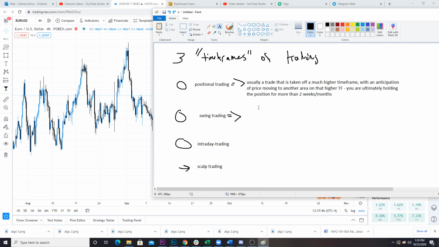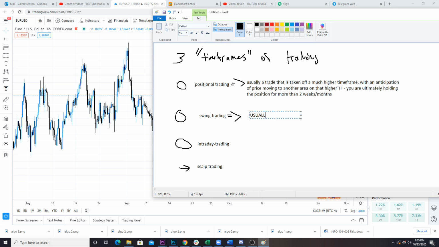So you're starting to see something unfold here, but again, it's usually a trade taken off of a semi-high time frame, looking to hold for maybe about 2 weeks at max, maybe even a month at max, but ultimately like a week to a few days. Okay, that's what a swing trade ultimately is.